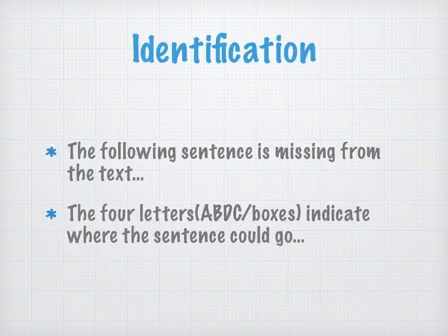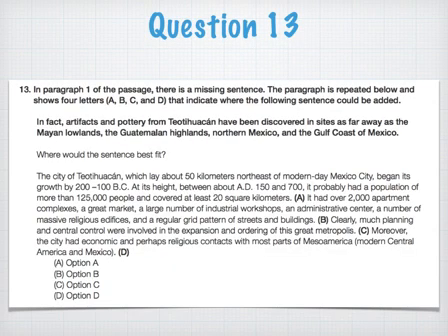In terms of identifying this question type, you'll probably see language like, the following sentence is missing from the text, or the four letters or boxes A, B, C, D indicate where the sentence should go. So you'll see this type of language when you're looking at some of these questions. So let's have a look at question 13 from the Quick Prep download. In paragraph 1 of the passage, there is a missing sentence. The paragraph is repeated below and shows four letters A, B, C, D that indicate where the following sentence should be added.